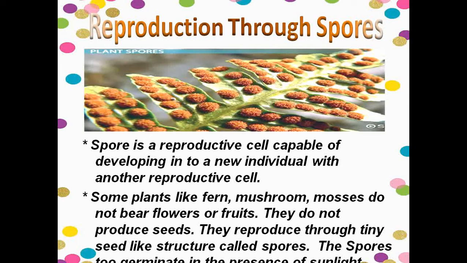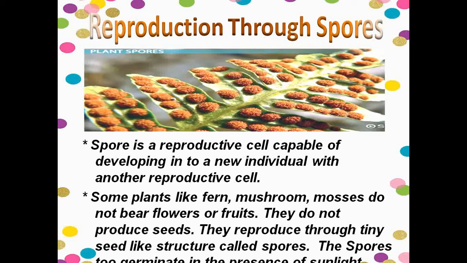Some plants like fern, mushroom, mosses do not bear flowers and fruit. They do not produce seeds also. So they reproduce through the tiny seed-like structure called spores, children.